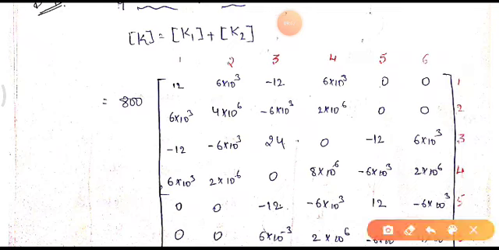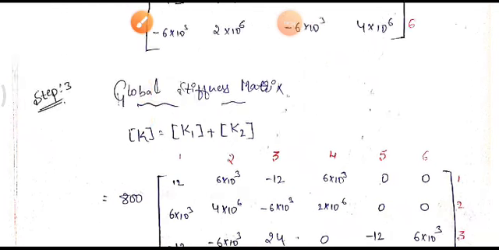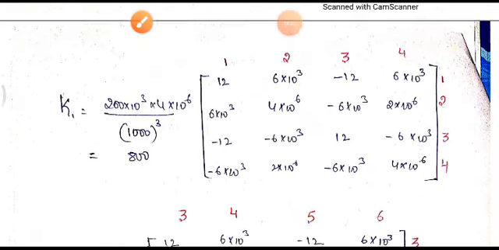For example, if you want to define this element 12, what we need to do is see the first row and first column. First row, first column is 12. How this 12 has come, we'll see. First we need to go for the stiffness matrix for the first element.